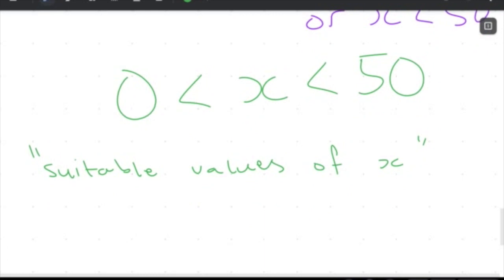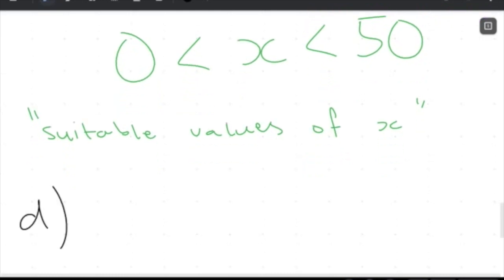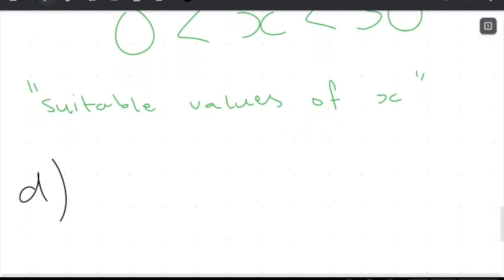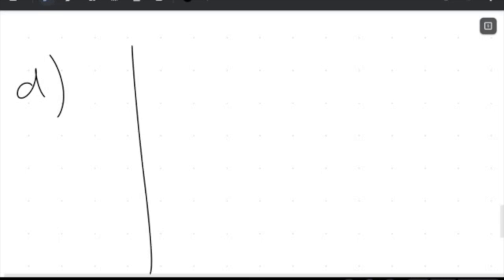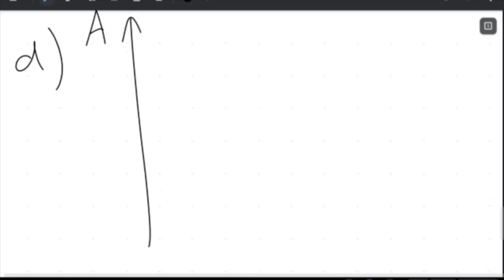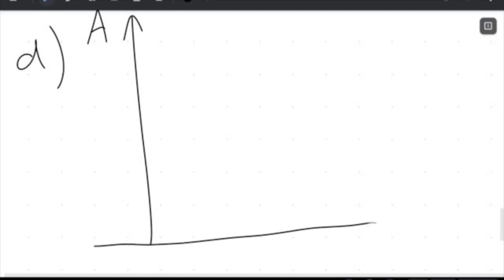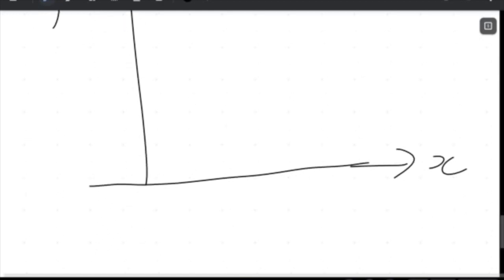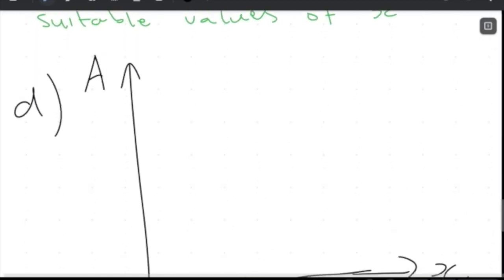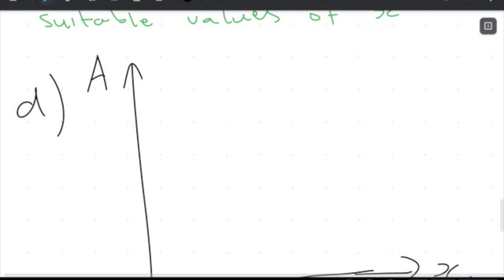Okay, now we're slowly getting there. In the next part, this is where we are going to start applying what we know about parabolas. We want to sketch a graph of A, the area, being my vertical, versus X being my horizontal. Now, anytime we say a graph of, for example here, it's a graph of A versus X.